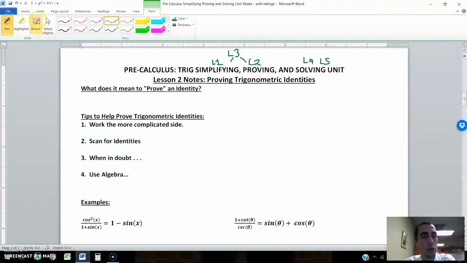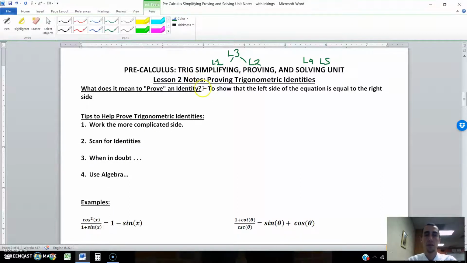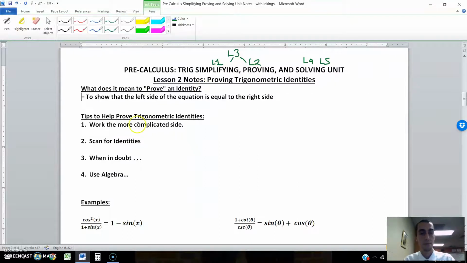Alright, so proving. What does it mean to prove an identity? To prove an identity, we want to show that the left side of the equation is equal to the right side. Or the right side is equal to the left side. I mean, it's basically the same thing. Now, there are some tips for helping us do that.